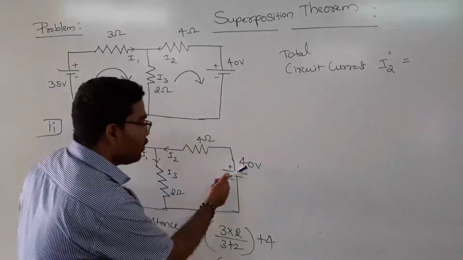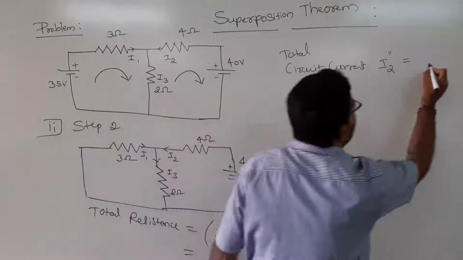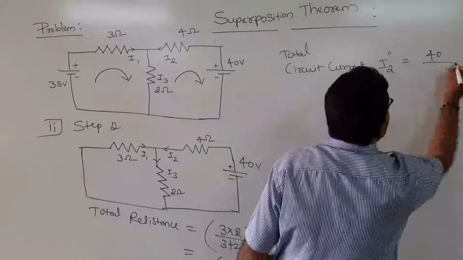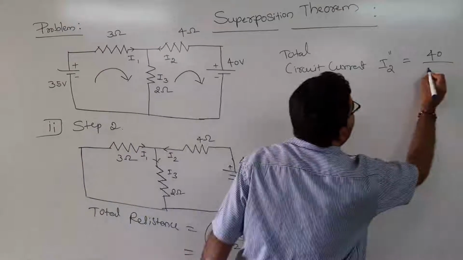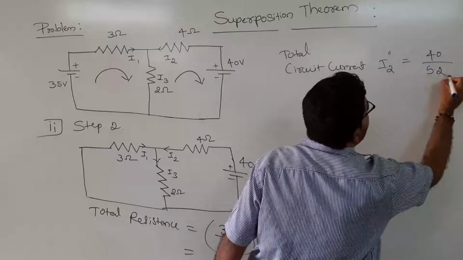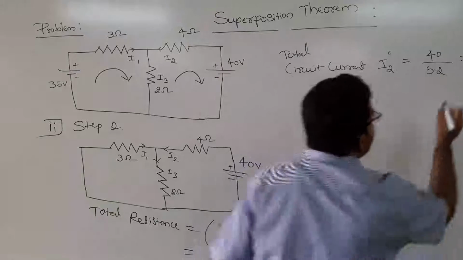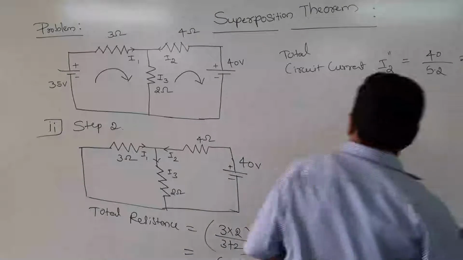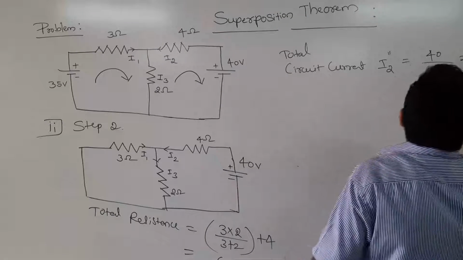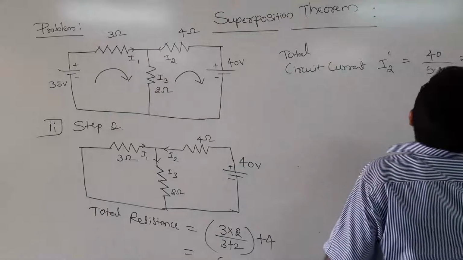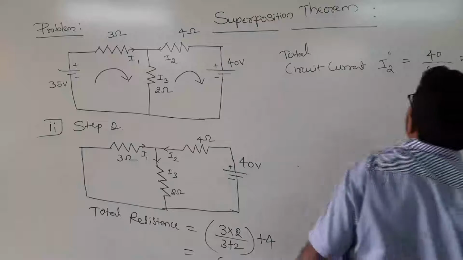Here voltage value is 40 volt. 40 divided by that resistance value, 5.2. What will I get? After calculating, I will get the current value as 7.69 amperes.